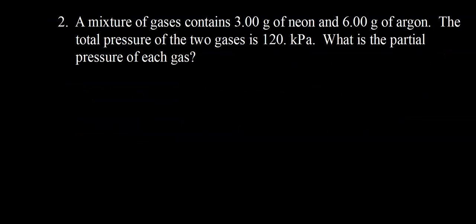All right, let's have you do one on your own. This one's a little bit different. This time we're not given the quantities of the gases in moles. We need moles. We need number of particles. Number of particles is what determines pressure, not mass. So we have 3 grams of neon, 6 grams of argon, total pressure 120 kilopascals. What is the partial pressure of each gas? All right, why don't you pause the video and work on that now, please.